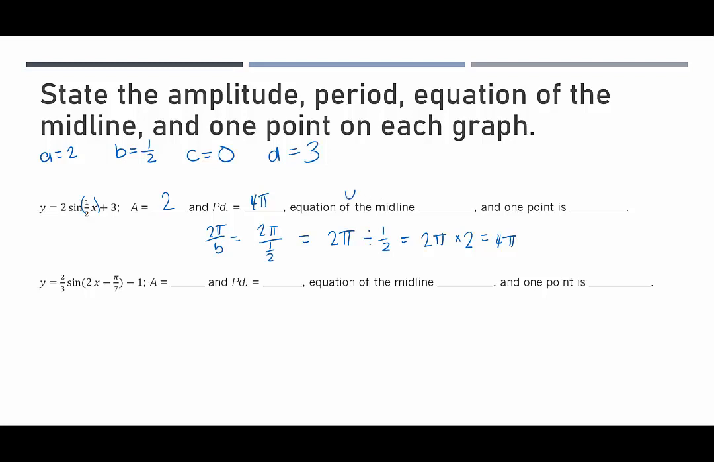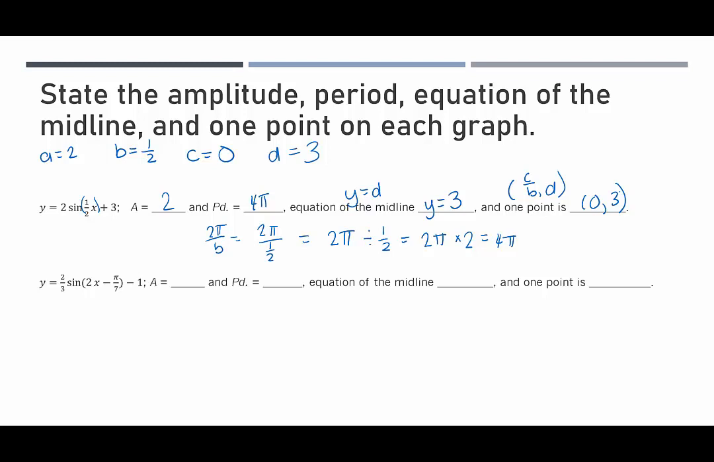What's the equation of the midline? Well, the equation of the midline is y equals d. So the midline would be y equals 3, substituting in 3 for d. And one point, so instead of 0, 0, what point would be on this graph? Well, one point is going to be found by doing c over b, comma, d. C is 0, so it's going to be 0, comma, 3. So whereas the parent function starts at 0, 0, this one, we would start our graph, or one period of the graph, at 0, 3.